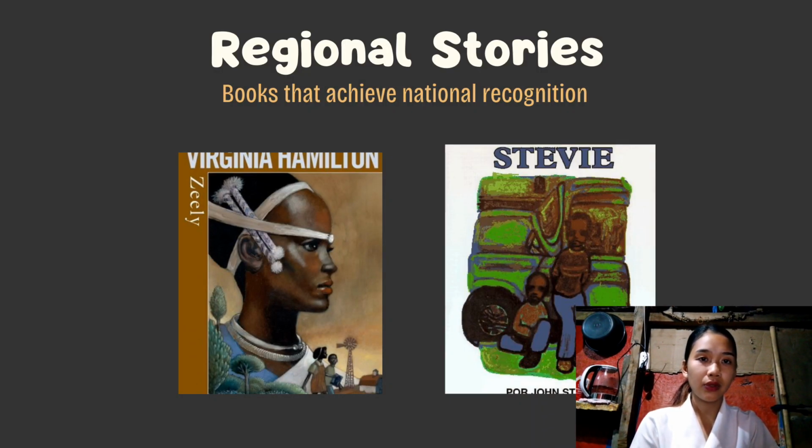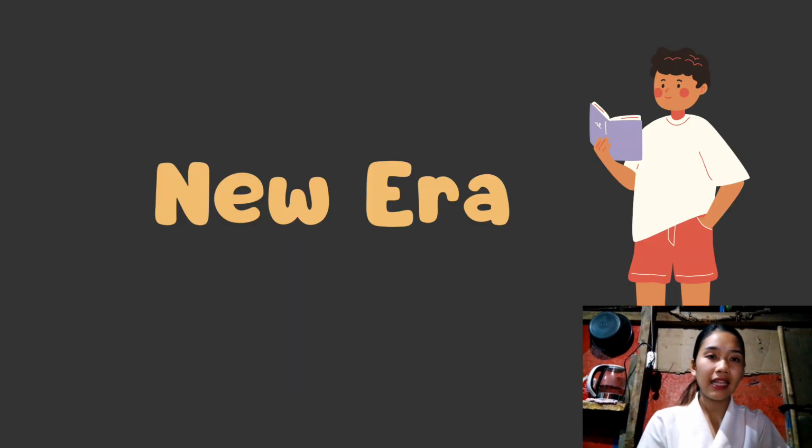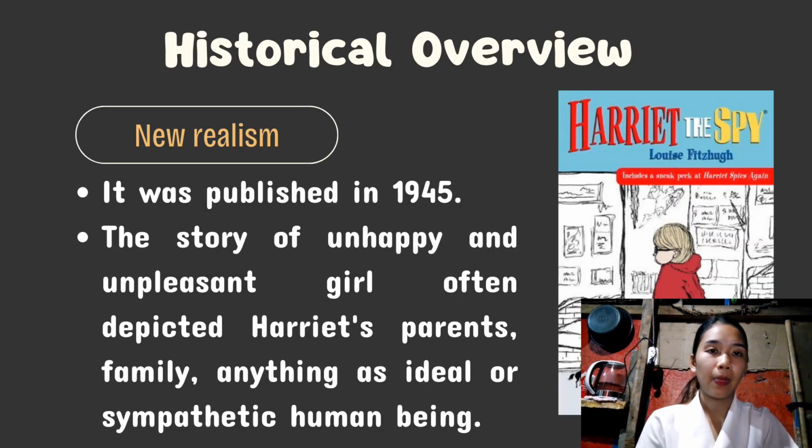These are the examples of regional stories: the works of Virginia Hamilton and Stevie. And the last era for the realistic books is the New Era. The New Era in realistic fiction for children was ushered in with the publication of Harriet the Spy. So the New Era began with that book. Harriet the Spy was published in 1964.